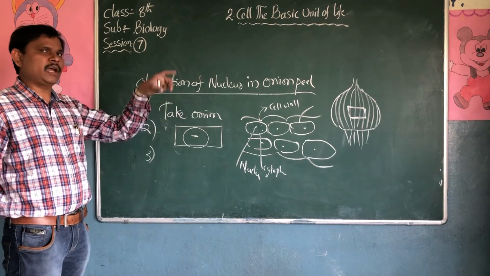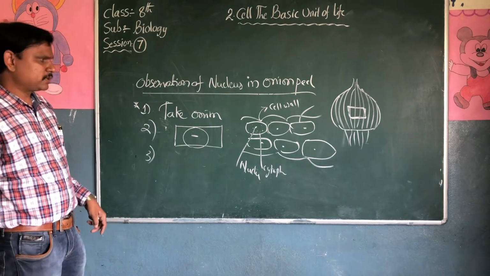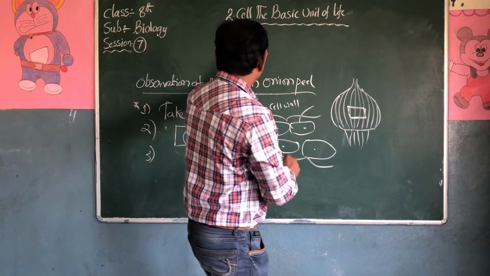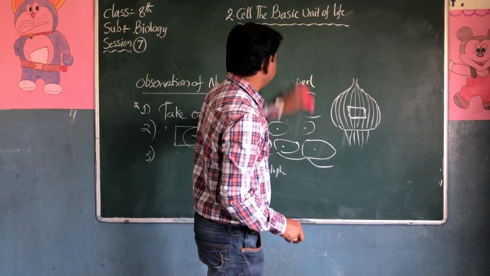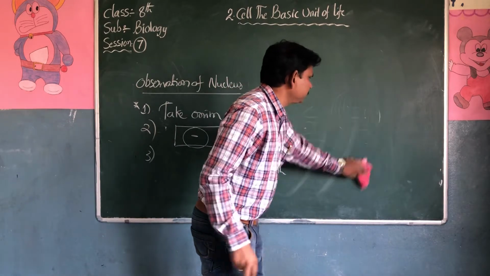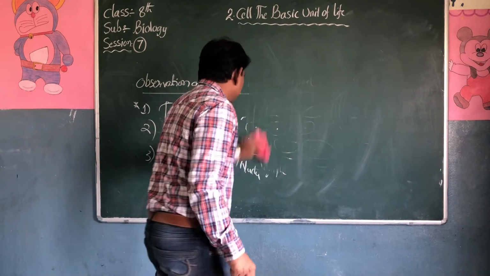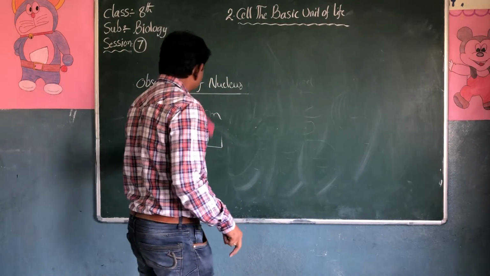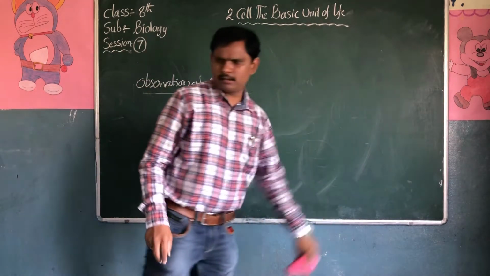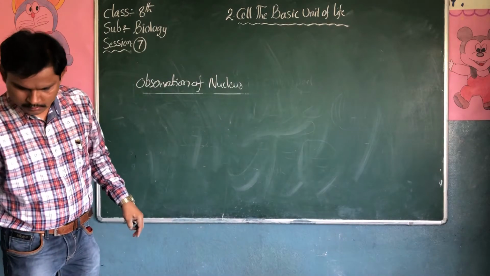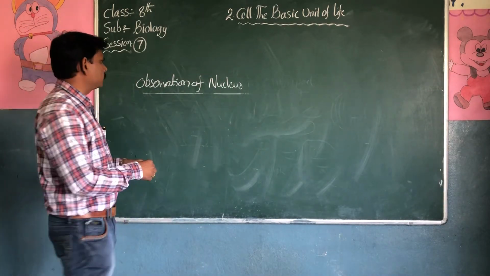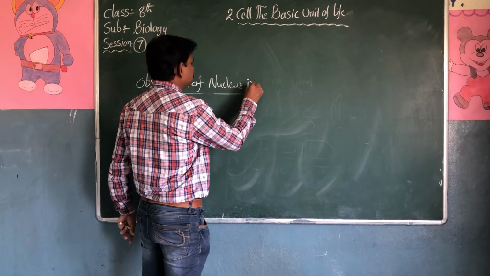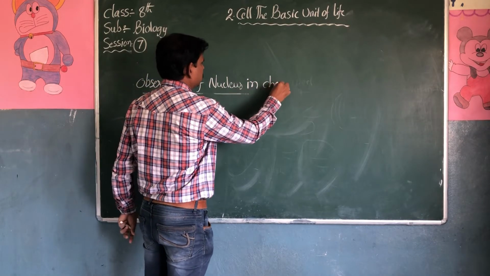One more activity we discuss. Observation of nucleus in onion peel. Now we discuss observation of nucleus in cheek cell. These are almost similar.